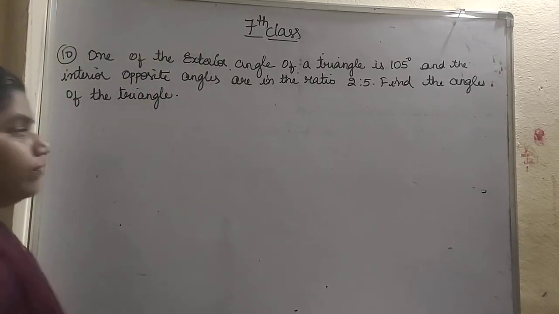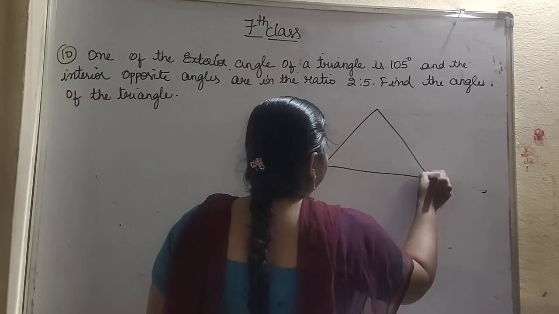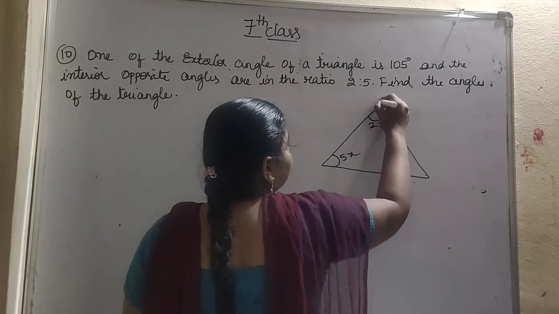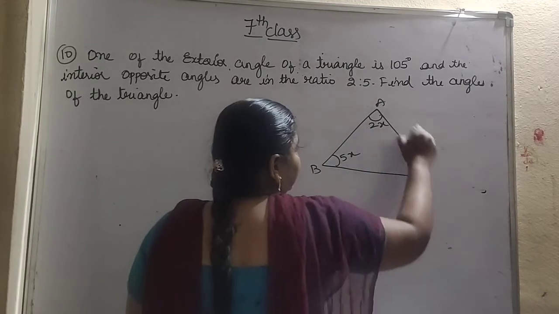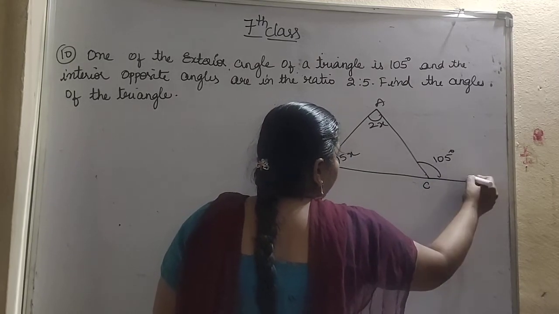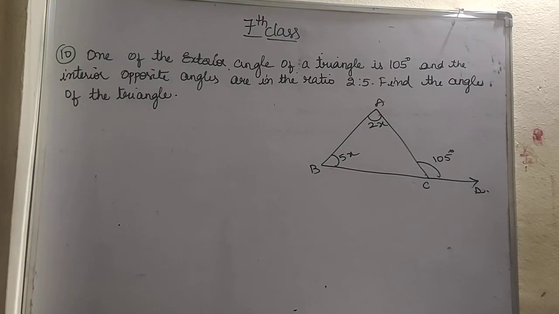So again same one. So draw a triangle. The two interior angles are in ratio 2:5. That means we can take 2x and 5x. And the exterior angle is 105 degrees. I am taking it as D here. Now we have to find these two interior angles. Again by using exterior angle property, we can use angle A and angle B.